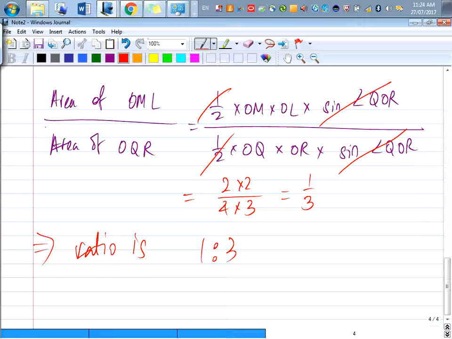This type of finding ratio of areas has not come out for some time already. Most common ones are what you have seen: ratio of height, ratio of base, similar triangles. Maybe this all will come out.